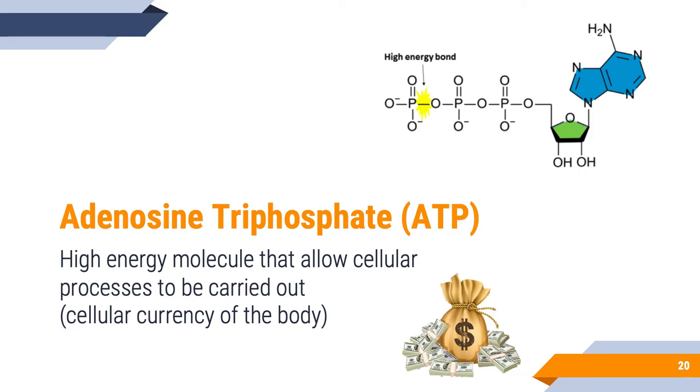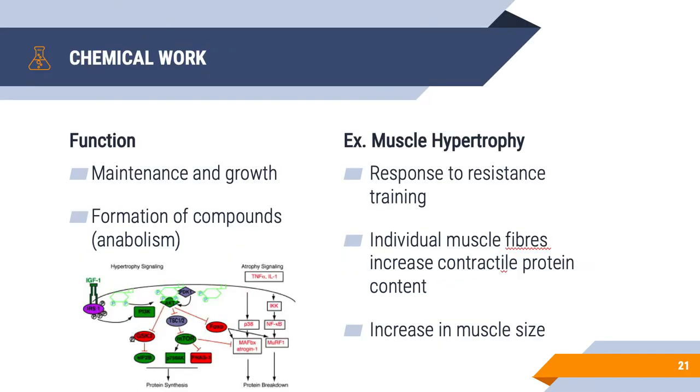So moving forward, I want to talk about the idea of what is energy. Adenosine triphosphate, or ATP, is this high energy molecule that allows cellular processes to be carried out. It's our cellular currency of the body. Before we can talk about carbohydrate and fat metabolism, we should review how we use ATP to provide us with energy, or how we use it as a tool to create muscle contraction or even other cellular processes.